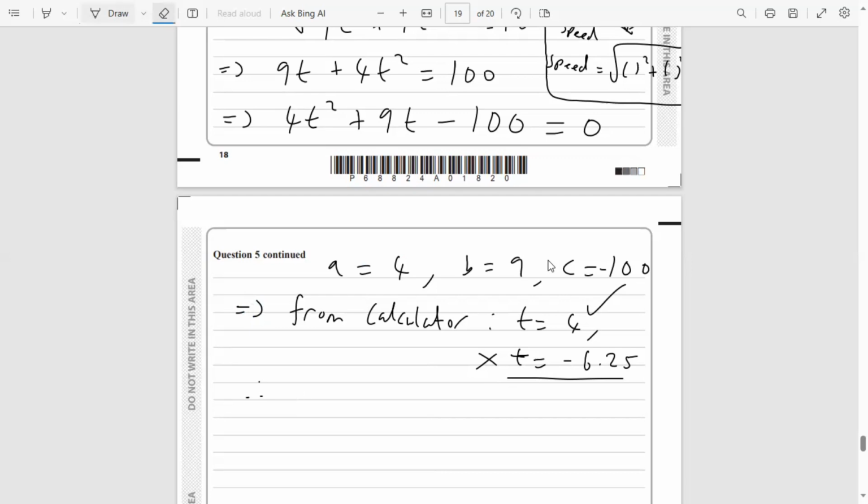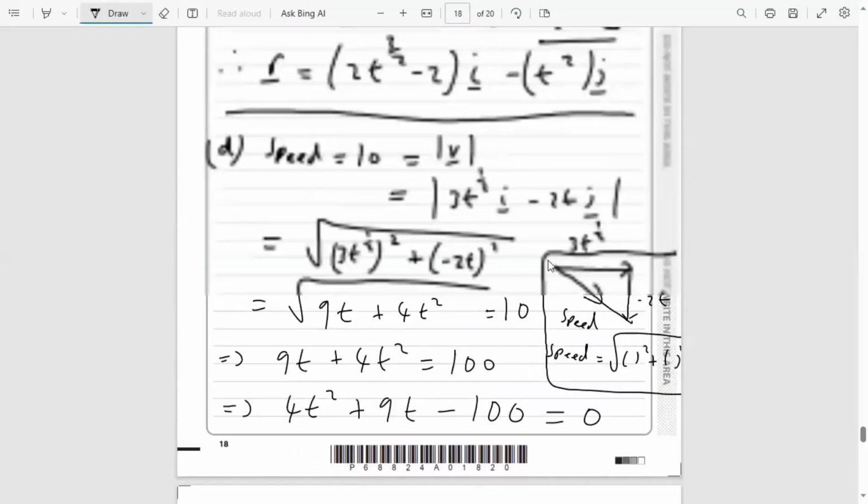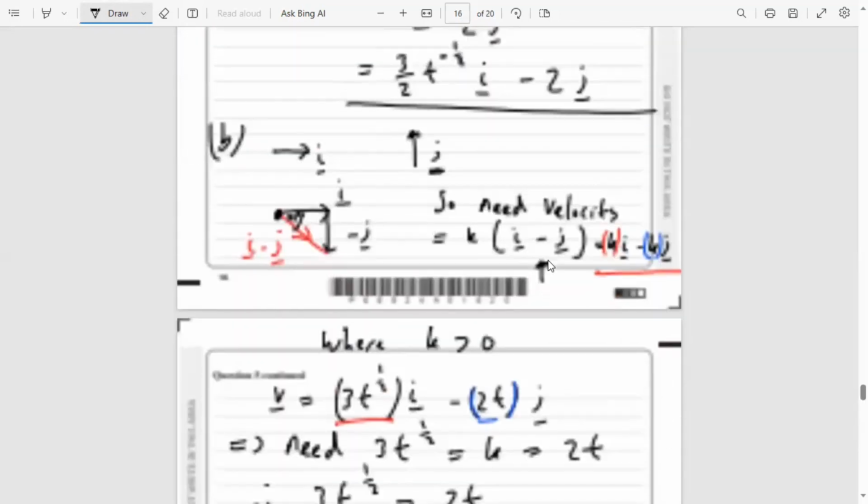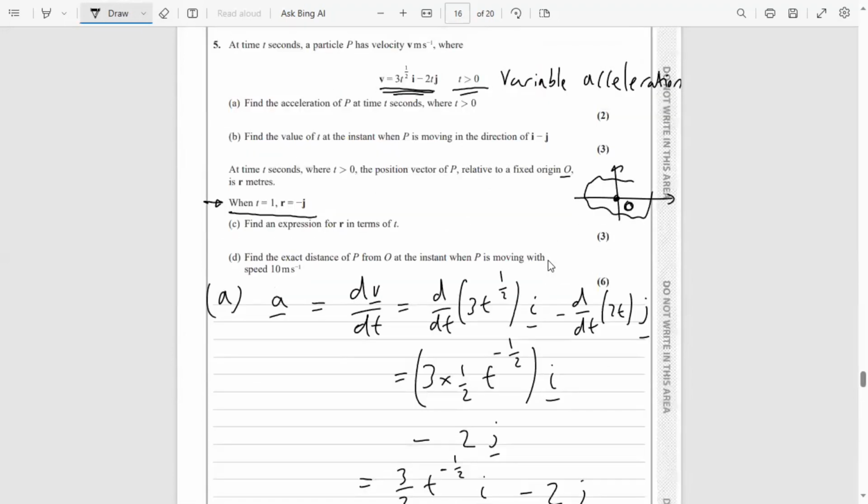So when t equals 4 seconds, the speed is equal to 10 meters per second. That's the conclusion we can draw from that. Now, how is that going to help us answer the question? Let's go back to the question. We want to find the exact distance of P from the origin at the instant when P is moving at a speed of 10 meters per second. We know the position vector, because that's what we did in part C. With a lot of these questions, there's a reason why we had to do part A, part B, part C, because it helps us out with future parts.